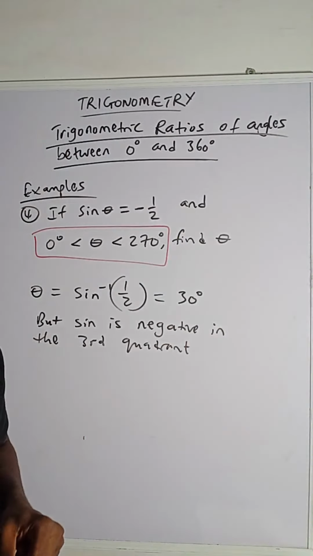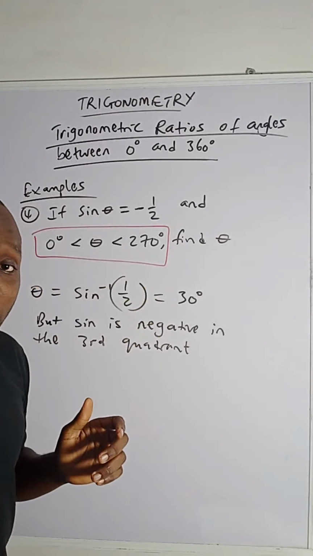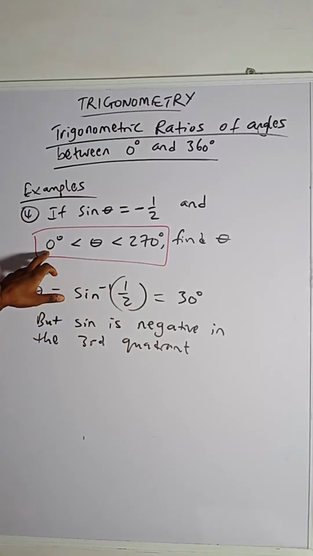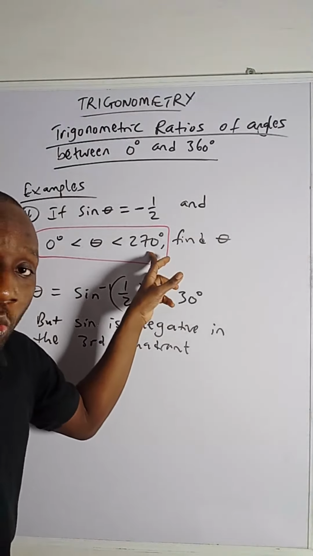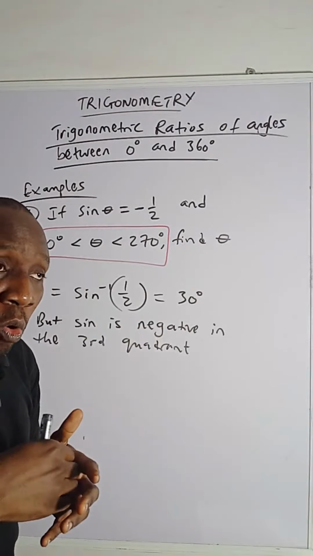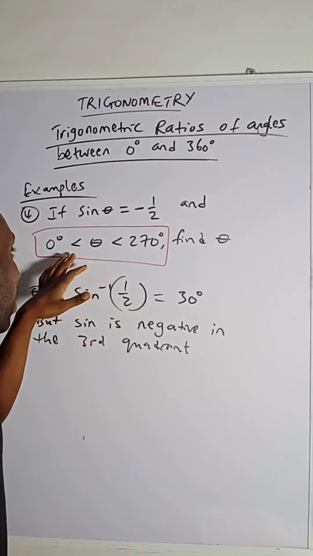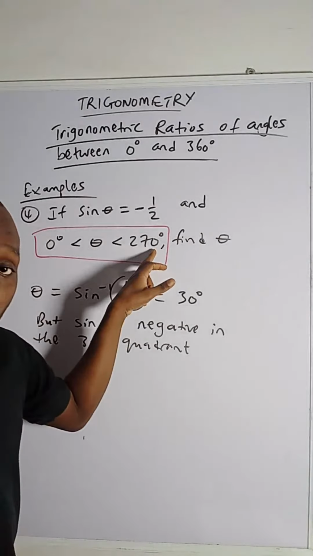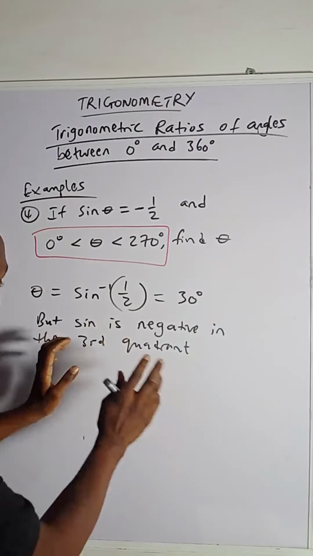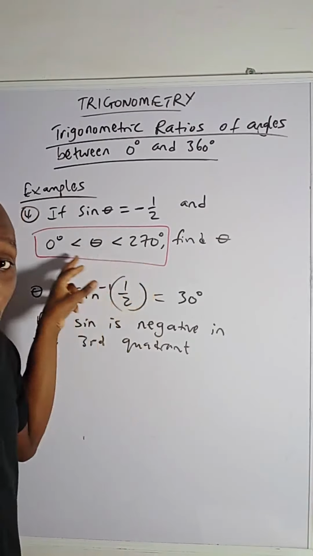Now, we're not going to bother ourselves with the fourth quadrant. Sine is also negative in the fourth quadrant. But you know why we'll not bother with the fourth quadrant? The range of the angle is between 0 degrees and 270 degrees. So there's no room for the fourth. Does that make sense? We're going to focus where sine is negative, and that will be the third quadrant because of this condition.